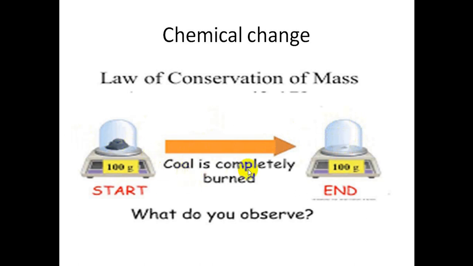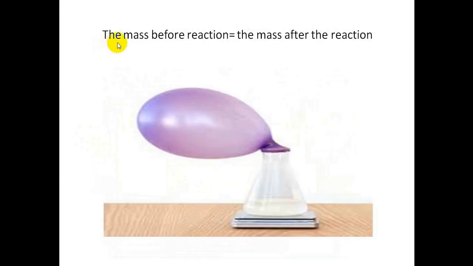So the coal is completely burned. What do you observe? That the mass before burning is the same as the mass after burning. The mass before the reaction equals the mass after the reaction. Here we put vinegar and baking soda together. The mass before the reaction of the vinegar and the baking soda will be the same as the mass after the reaction, because the baking soda and vinegar will change to carbon dioxide.